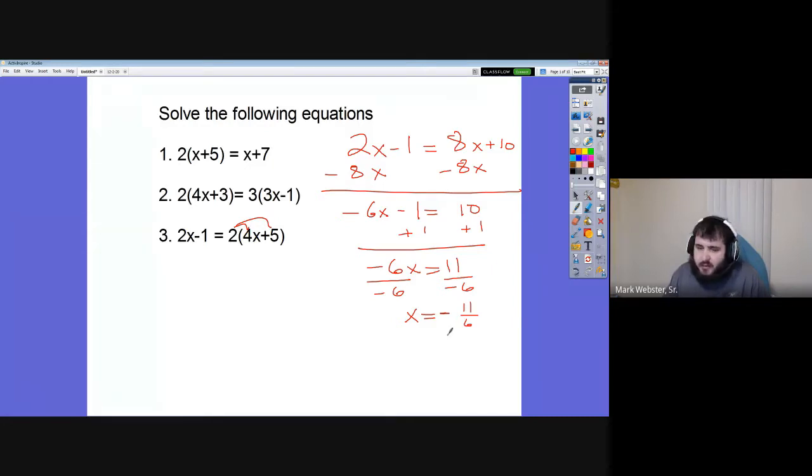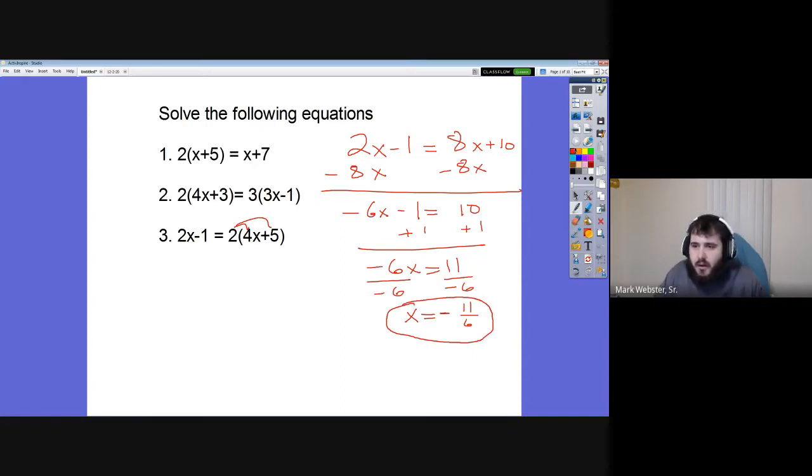-11 over 6. I wouldn't write it as -1 5/6, even though you could. Math Excel probably isn't going to like it. If you want to do it like on handwritten stuff that you turn into me, sure, fine, whatever. But for what you're doing here for this semester, you've got directions, follow them, right? And that's it. There you go. Just like that.